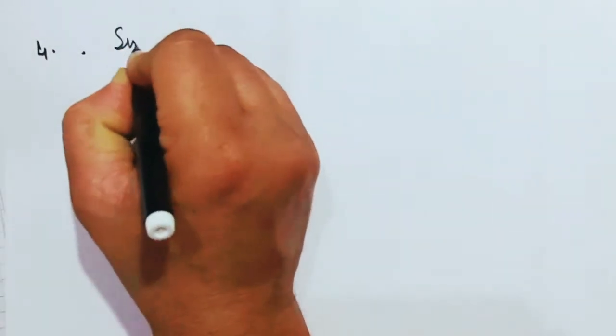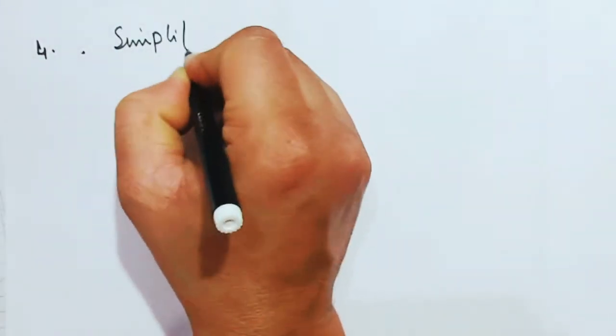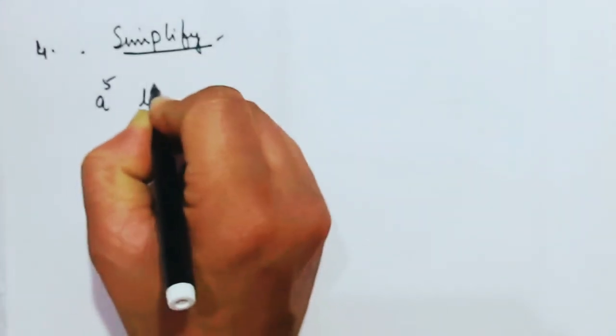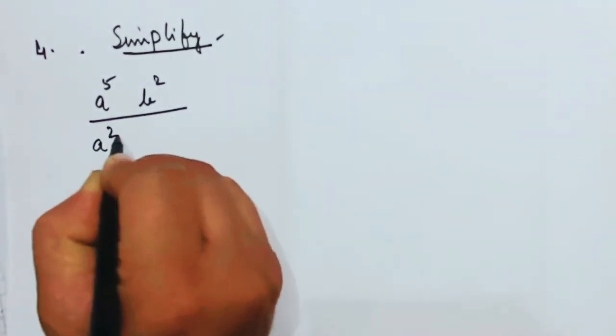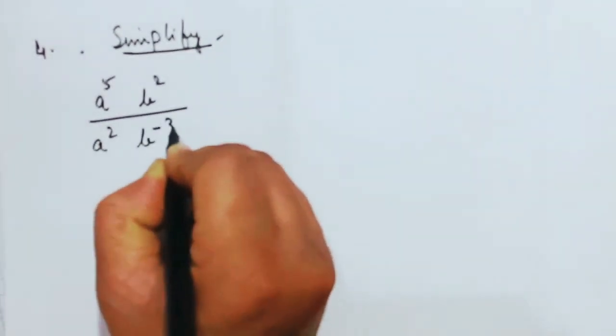Come to number 4. Okay. And in number 4, my dear, let me write 4. I have written 4 over here. Fine. Simplify. Simplify means just solve it to its lowest form. a to the power 5 b square whole to the power a square b to the power minus 3.